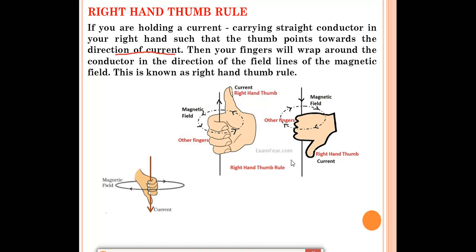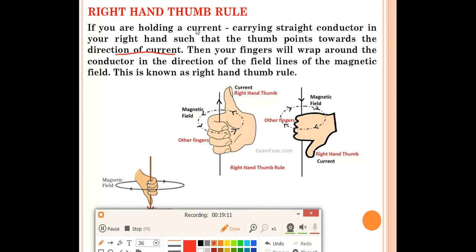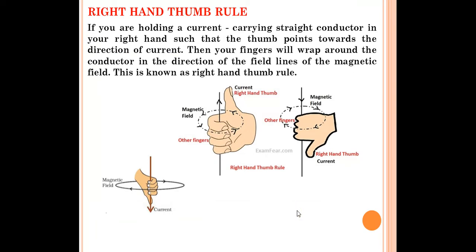Suppose you are holding your hand like this, then also your thumb will point towards the direction of the current. Now current is flowing downward. In this diagram also, the current is flowing downward, and the fingers will give you the direction of the magnetic field line. So this is your right hand thumb rule. You have to remember that you hold a straight current carrying conductor in your hand such that your thumb will always point toward the direction of the current, and the fingers wrapped around the conductor will give you the direction of the field lines. So this is known as the right hand thumb rule.